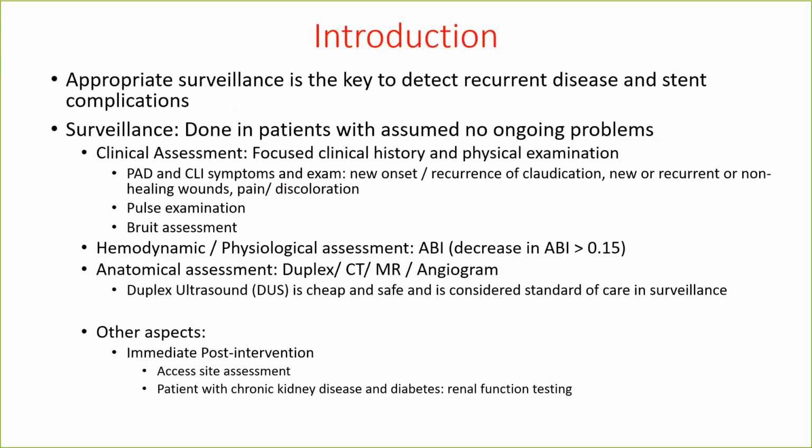One of the most important aspects is that appropriate surveillance is probably the key to detect recurrent stenosis, recurrent disease, as well as stent complications. Surveillance is threefold. There's clinical assessment, which includes a focused clinical history and physical examination pertinent to vascular etiology; hemodynamic or physiological assessment, which is ankle brachial index, specifically if the ABI drops by more than 0.15, that's indicative of worsening physiological evaluation; and lastly, anatomical assessment, in which nowadays duplex ultrasound is standard of care for surveillance purposes, given that it's cheap and it's safe.